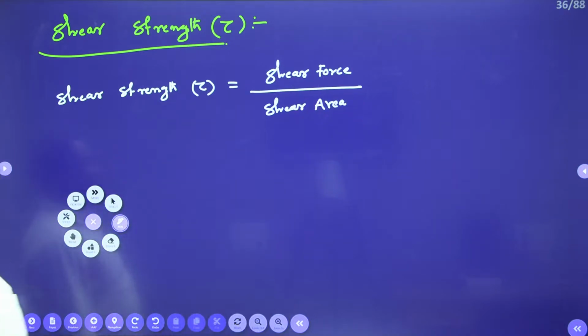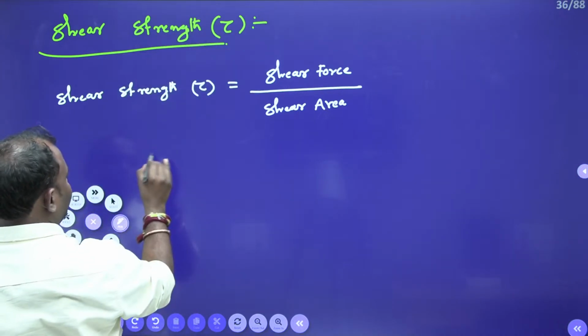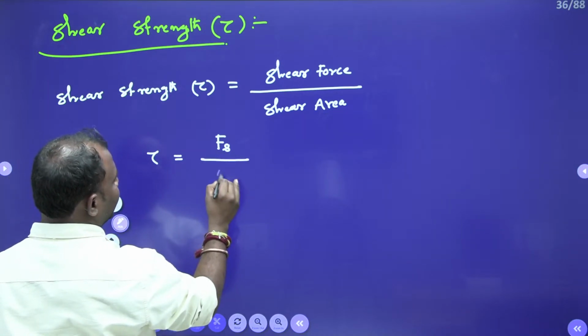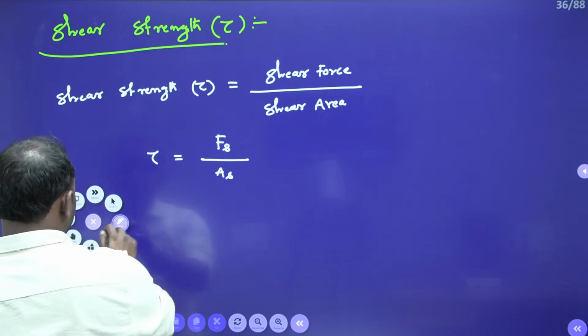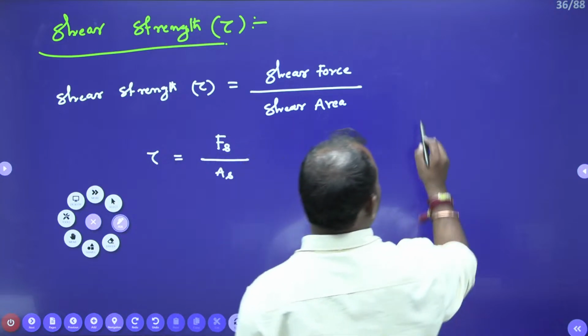Shear force is divided by shear area. Yes, guys, right? Now, from here, I can write it in terms of a formula: shear force is Fs, and shear area we consider as As. Okay. Now, where is the shear area going to happen? Let me show you that.